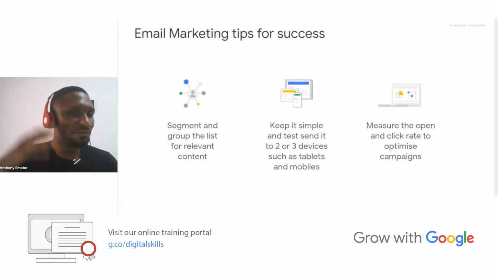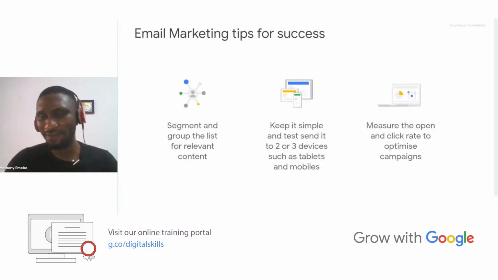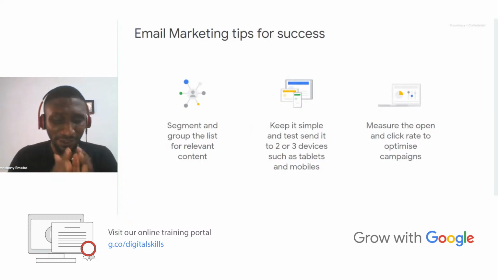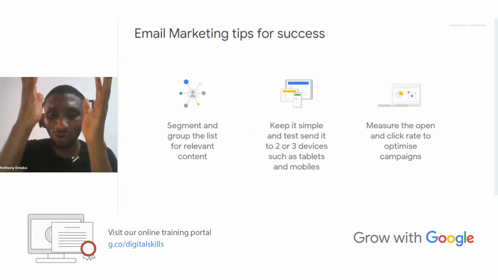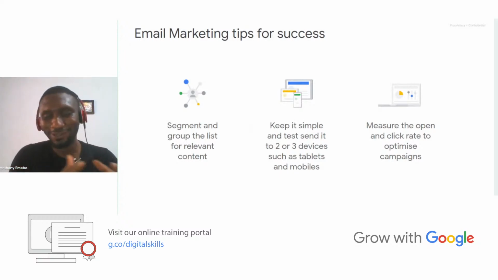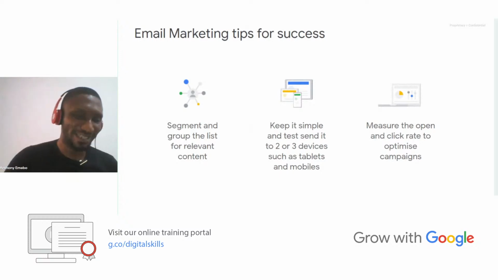Tips for success when it comes to email marketing, just recapping this: segment the list. Make sure you segment and group those lists of yours. So that list of yours, you have one chief list. Try as much as possible to segment it. Keep it simple and test.